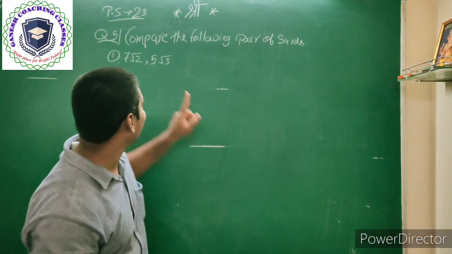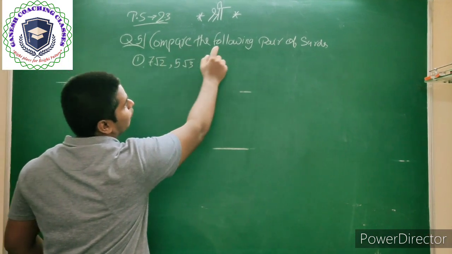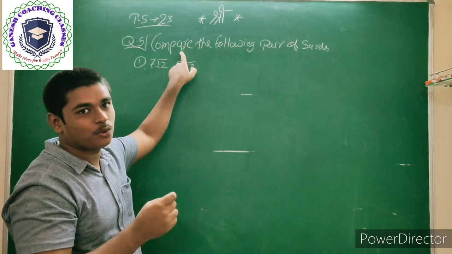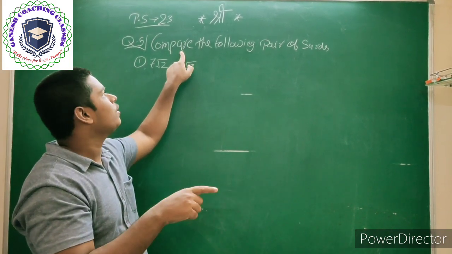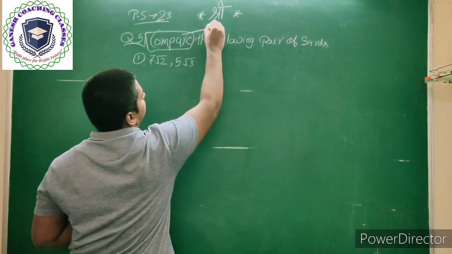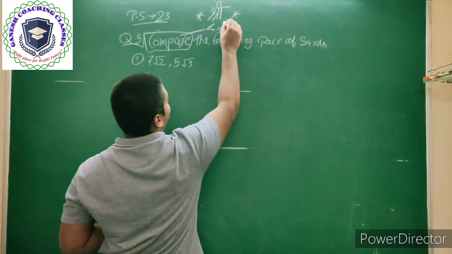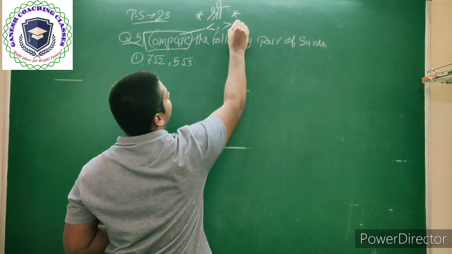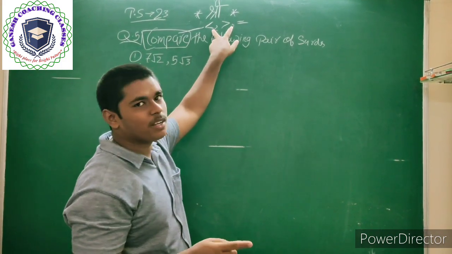Okay, let's start question number 5. What is given in question number 5? Compare the following pair of sets. Here the word is compare. So what does compare mean in mathematics? Compare means only 3 signs: the first one is less than, another is greater than, and after that is equal to. By these 3 signs we will compare 2 numbers.